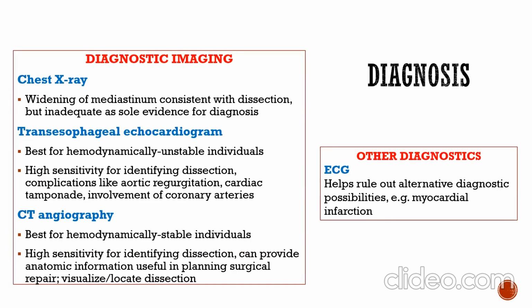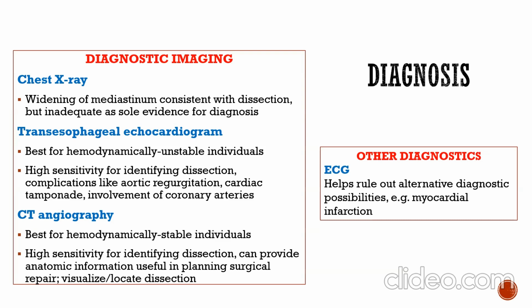Diagnosis includes chest X-ray, which shows widening of the mediastinum consistent with dissection, but is inadequate as sole evidence for diagnosis. Transesophageal echocardiogram is best for hemodynamically unstable individuals. It is highly sensitive for identifying dissection and complications like aortic regurgitation, cardiac tamponade, and involvement of the coronary arteries.